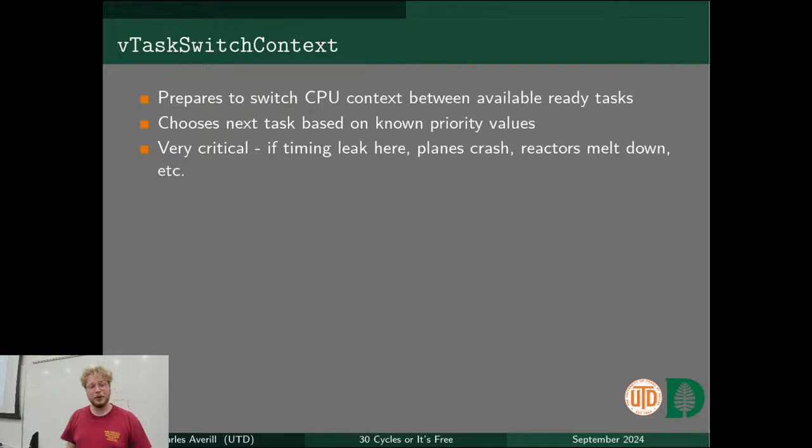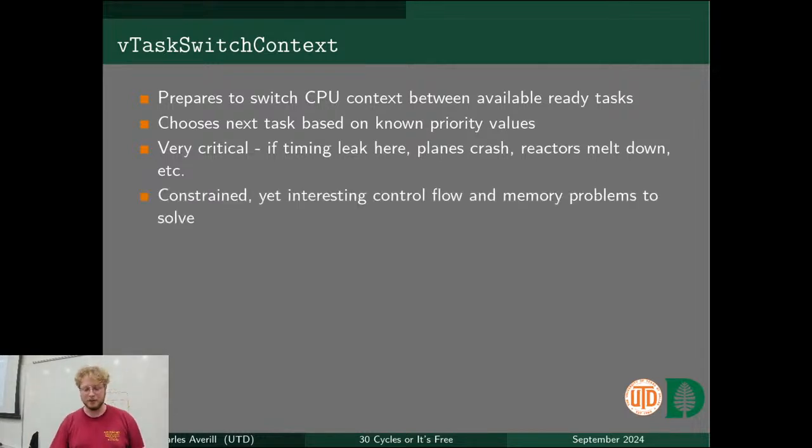Oh yeah, and it's very critical because your CPU is doing context switching so often. Obviously, if there's a timing leak in the context switcher, then all of your timing sensitive code is going to be very dangerously unsecured, right? So if there's a timing leak, then planes crash, reactors melt down, etc.